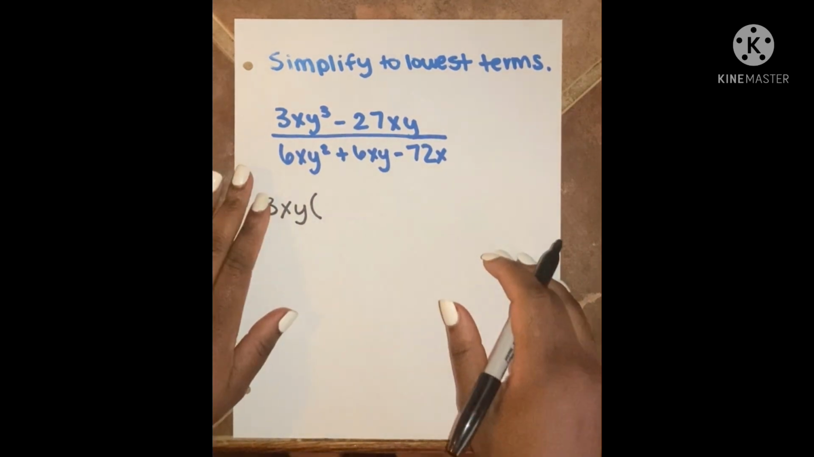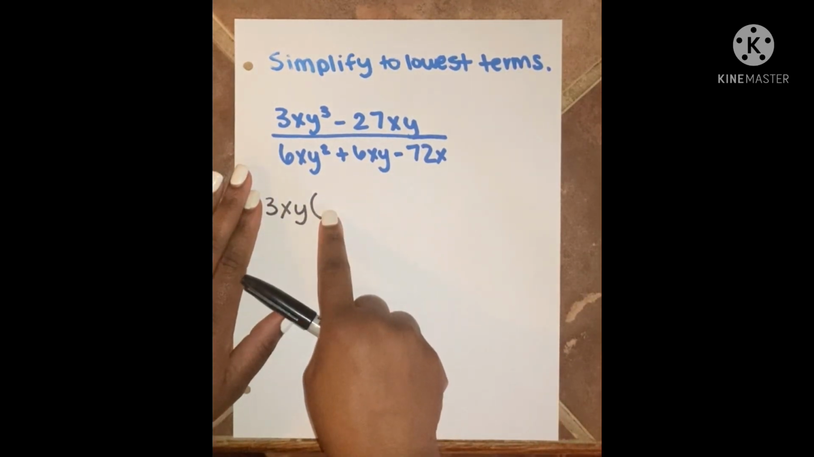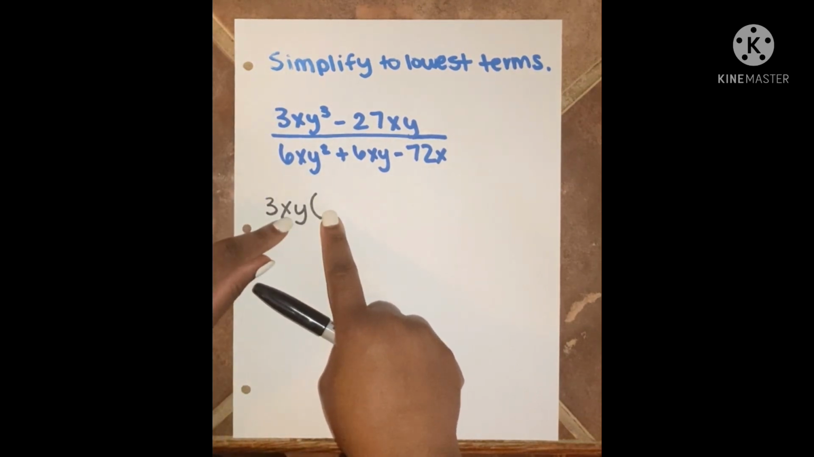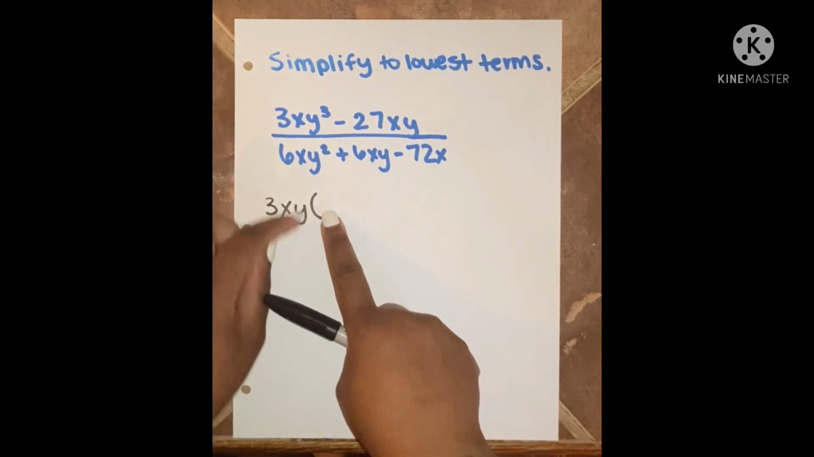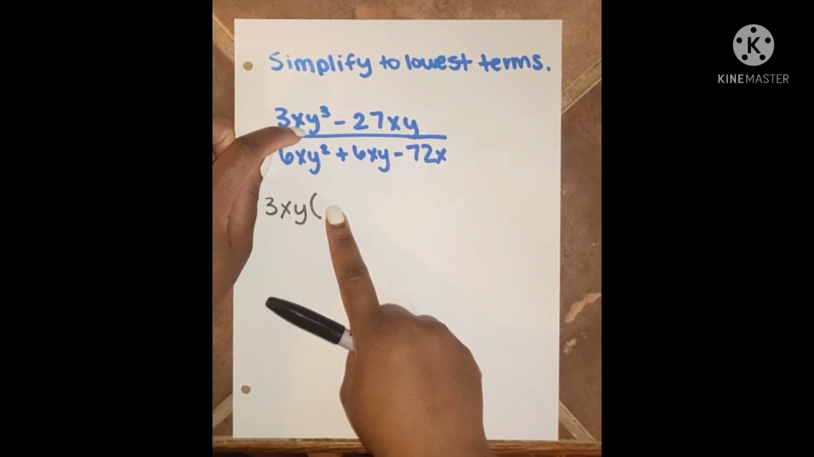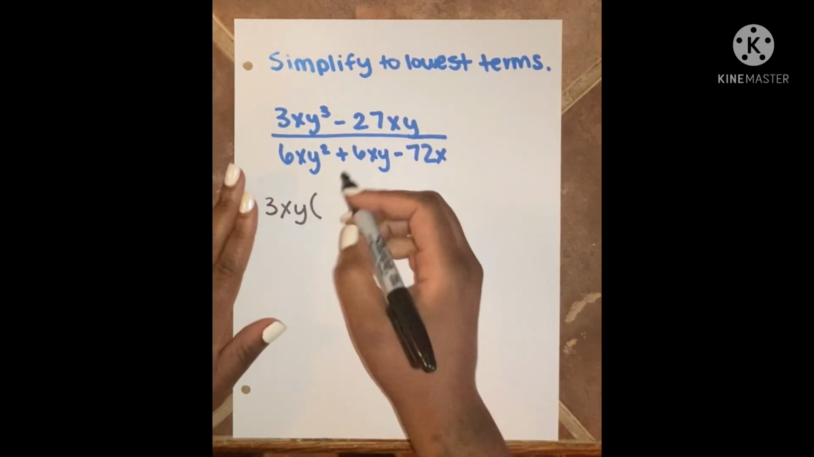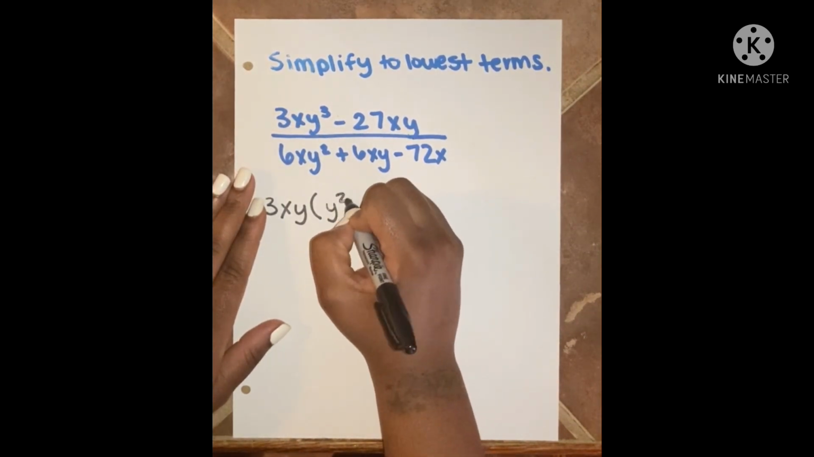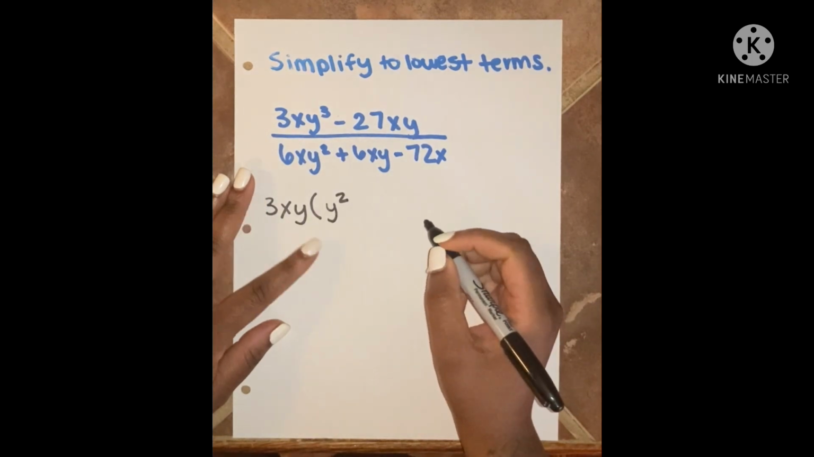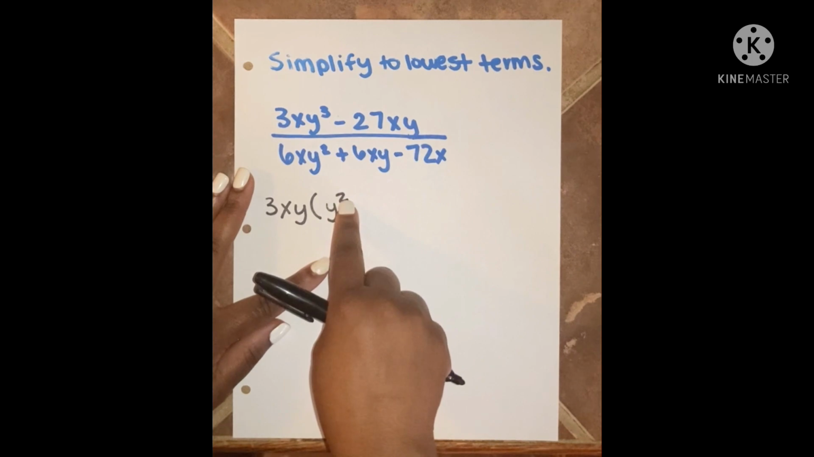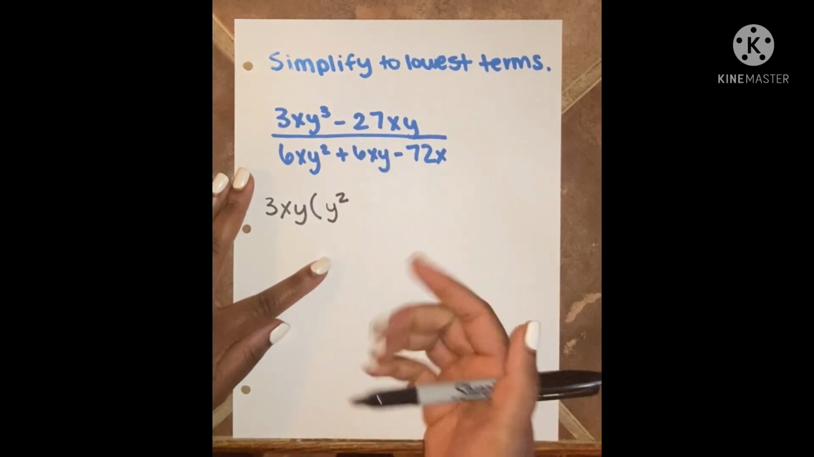Okay, so because we have a 3 in our numerator, we don't have to include the 3. Because we have an X, we don't have to include the X. We have one Y here and we have Y cubed. So we're going to say Y cubed minus Y leaves us with Y squared. And we know that when we multiply this back out, 1 plus 2 gives us 3. So that part is correct.